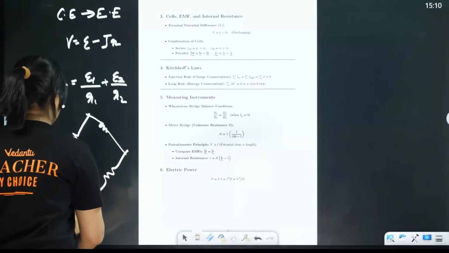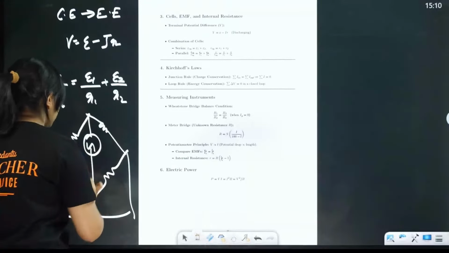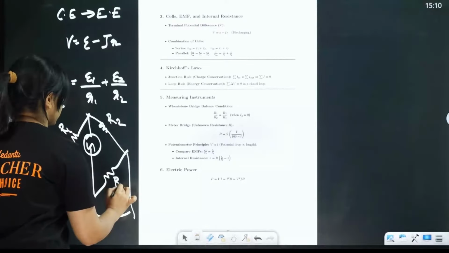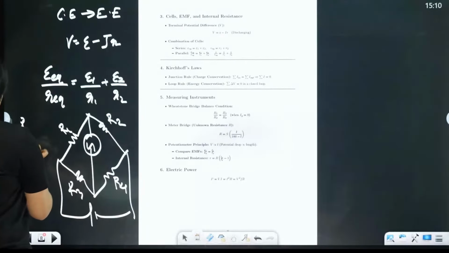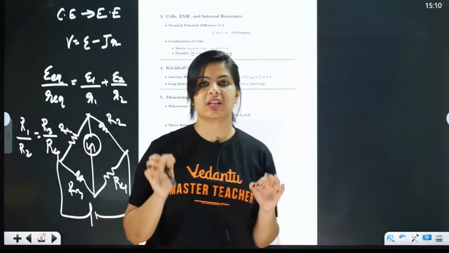Okay, so now we will be giving a potential difference over here, and we will be having a galvanometer over here. This is R1, this is R2, this is R3, and this is R4. Then I can say that R1 by R2 should be equal to R3 by R4. Then I can say that the Wheatstone bridge is balanced.